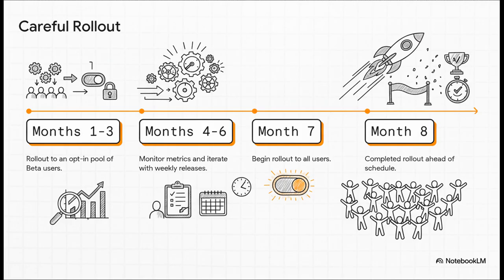They started with a small group of beta users they could get feedback from. They watched their metrics like a hawk. And only when the data screamed, "This is stable," did they start rolling it out to everyone else. Because they were so careful, they actually finished ahead of schedule.